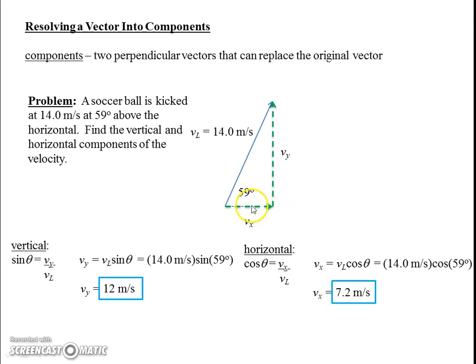Here, since the horizontal component is the side adjacent to 59 degrees, I'm going to use cosine. So cosine of theta is adjacent over hypotenuse, Vx over Vl. Vx is going to be Vl times cosine theta. Substitute the numbers in, and you get 7.2 meters per second as the horizontal component.